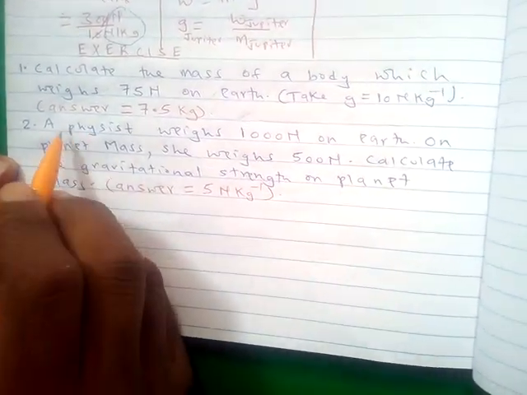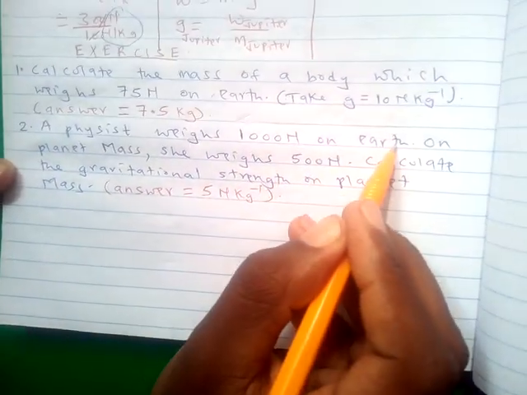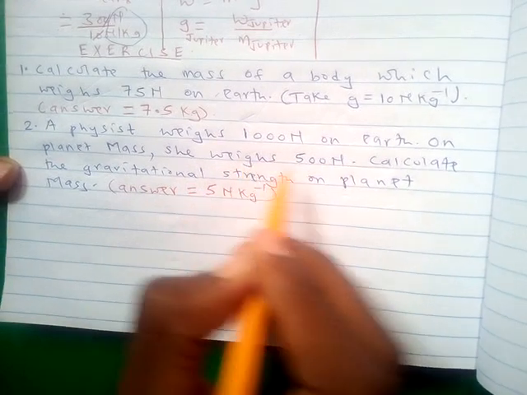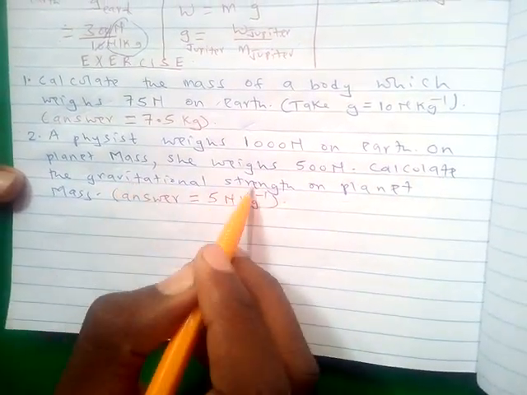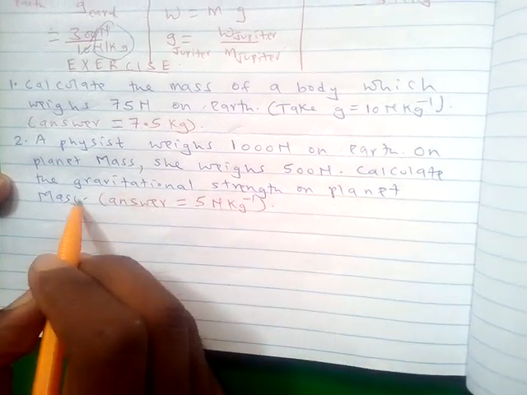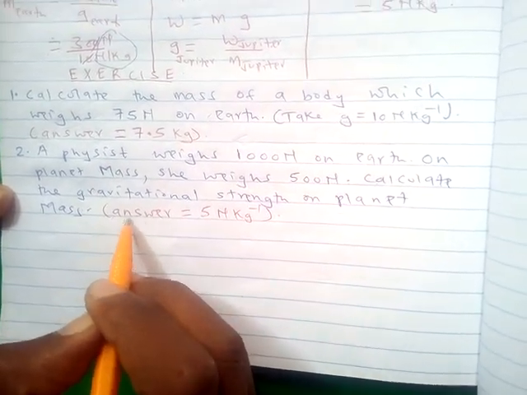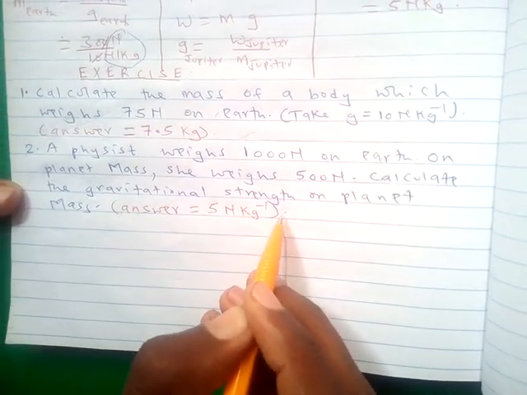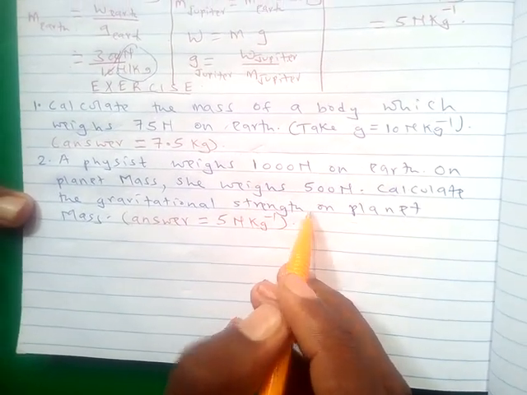Exercise 2 is that a physicist weighs 1000 Newton on Earth. On planet Mars, she weighs 500 Newton. Calculate the gravitational strength on planet Mars. I've worked it out and found that the answer is 5 Newton per kilogram. Of course, remember that gravity on Earth is 10 Newton per kilogram.